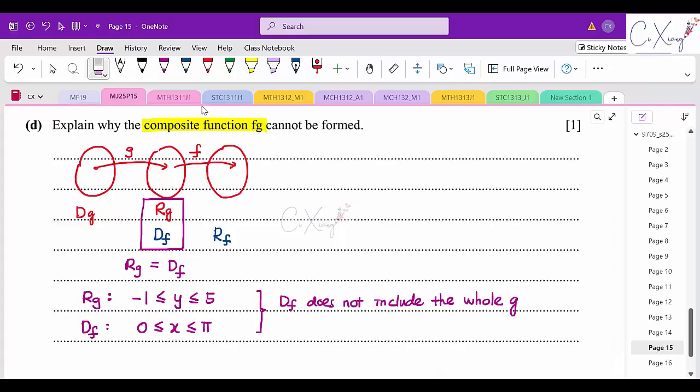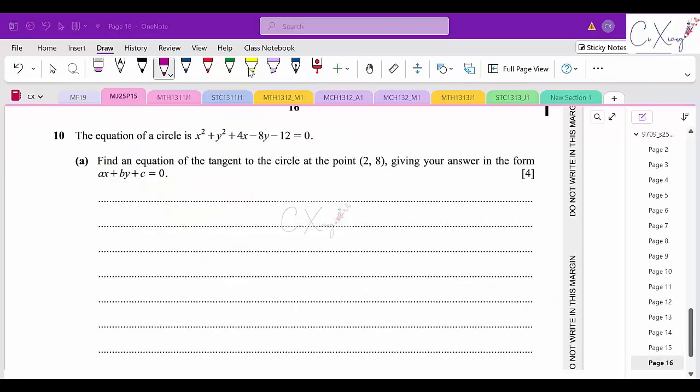The whole range of g. Because when the range is bigger, then your domain is inside the range. Then how can I send the value that's outside the domain to complete the function? Actually cannot. So this is our reason. To make sure that the composite function fg exists, you have to make sure the range of g is equal to the domain of f. So this is how we solve question number 9.